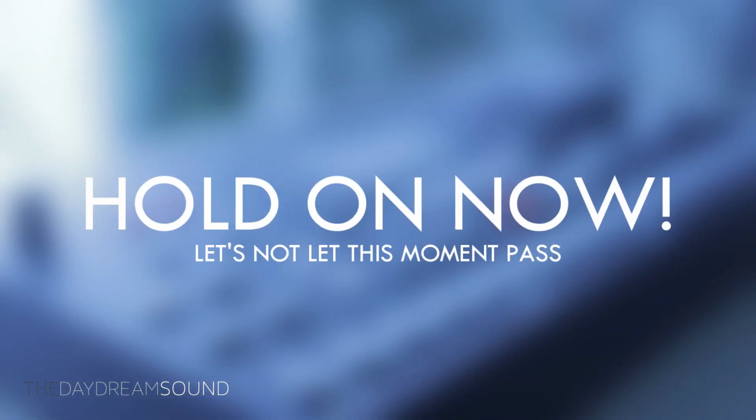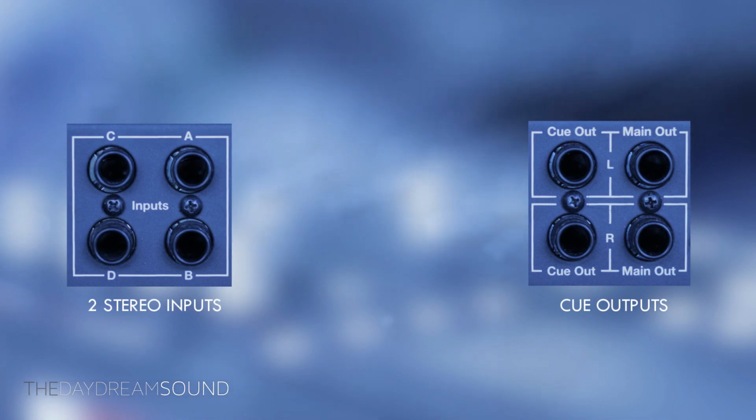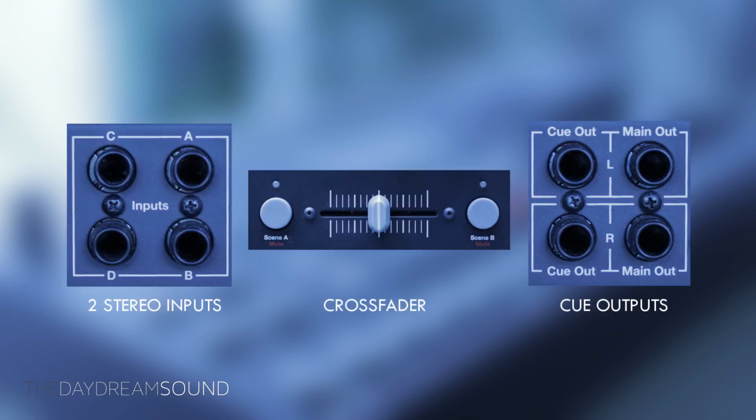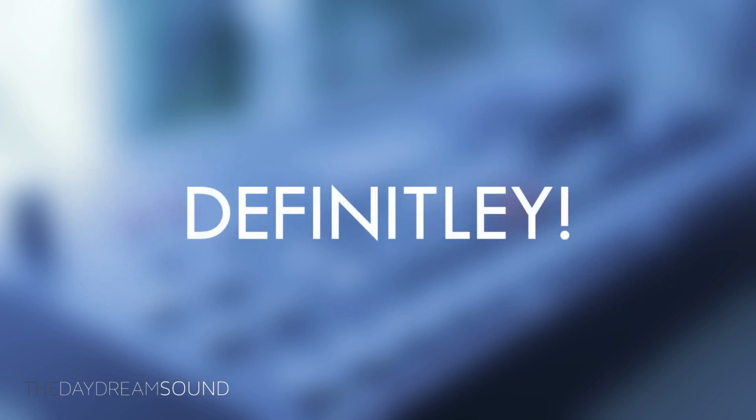So hold on now, let's backtrack. Assuming the master output is there because it's there on every sampler, you have Q outputs, 2 sets of stereo ins, and you have a crossfader. Q output, 2 stereo ins, crossfader. Could the Octatrack be used as a DJ mixer? Yes. And because the Octatrack has onboard effects, there's no need to add any from anywhere else.